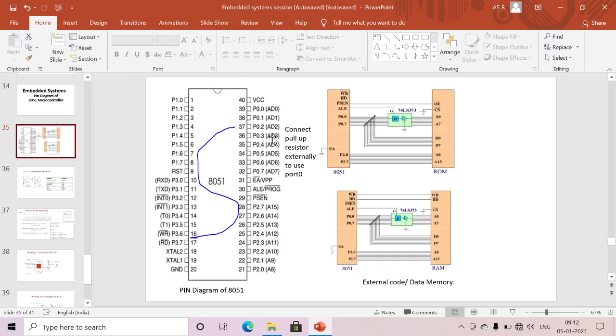For example, if I want to demultiplex these address and data lines, I can use the ALE. If I don't have any external memory use case, then this port I can use for input and output use cases.